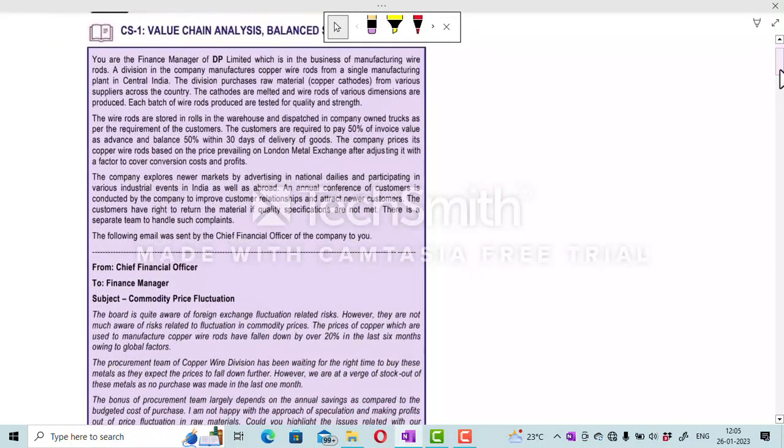First, just remember that they are asking us to bifurcate the activities into primary activities. Question. You are the finance manager of DP Ltd, which is in the business of manufacturing wire rods. A division in the company manufactures copper wire rods from a single manufacturing plant in central India. The division purchases raw material from various suppliers across the country. See, from here it is starting, this is the inbound logistics.